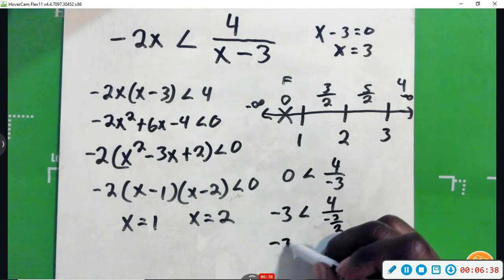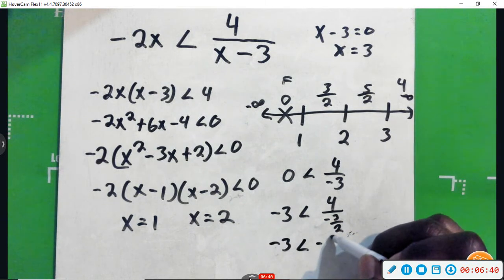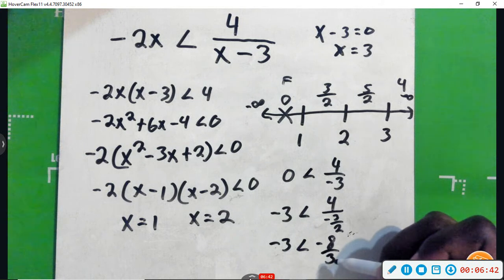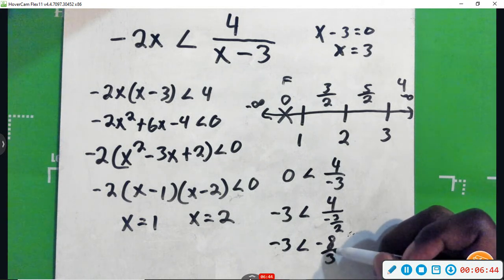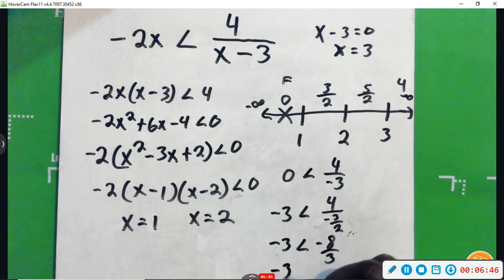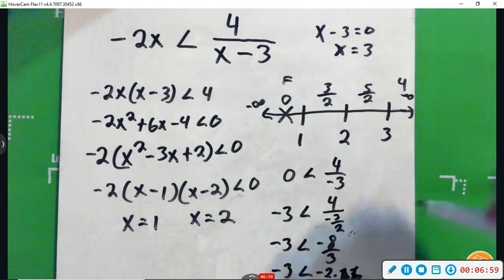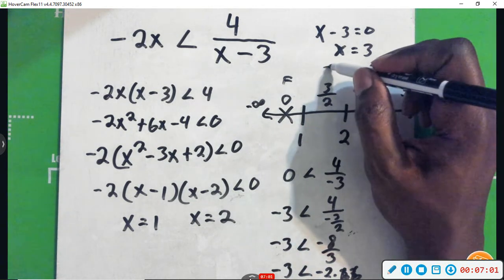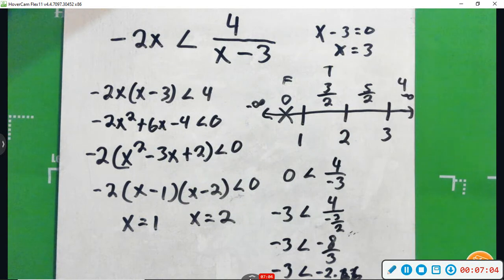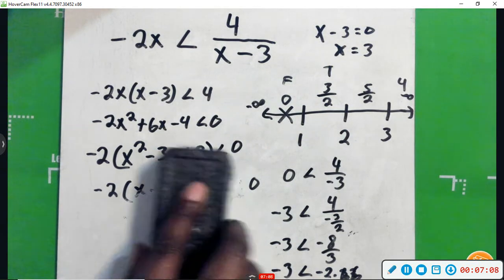So I got negative 3 less than negative 8 over 3. And 3 goes in there, 2.66 repeating. So negative 3 is less than negative 2.66 repeating, and yes, it is. Okay, so this part will be true. So between 1 and 2, we do want that section. Okay, I'm erasing to give myself some more space.